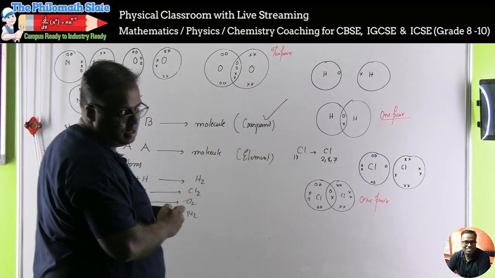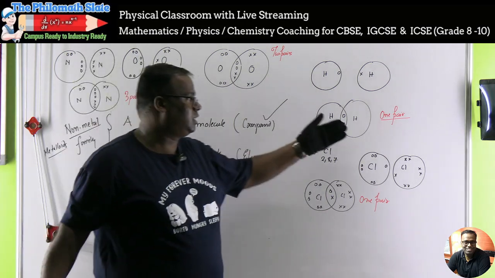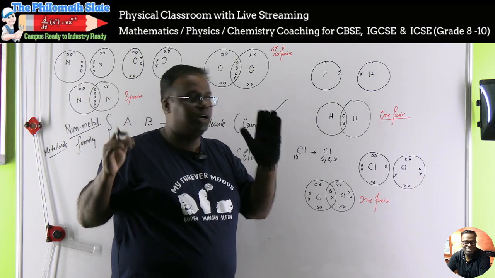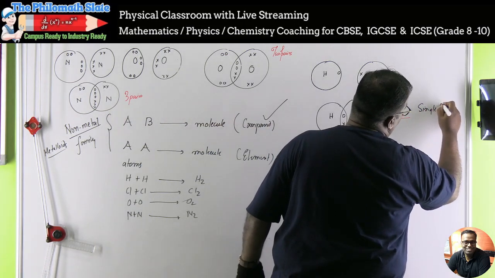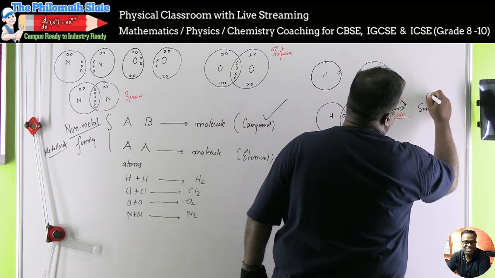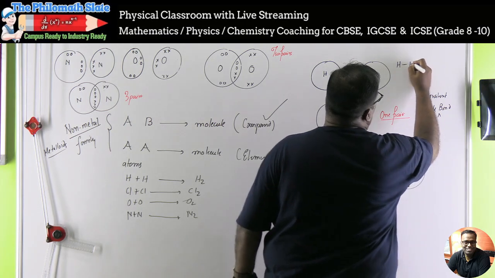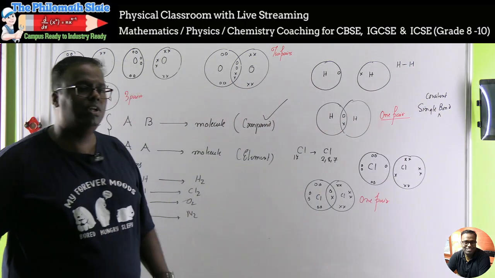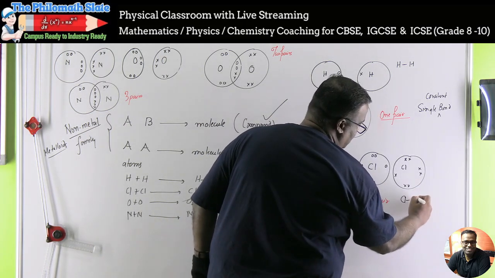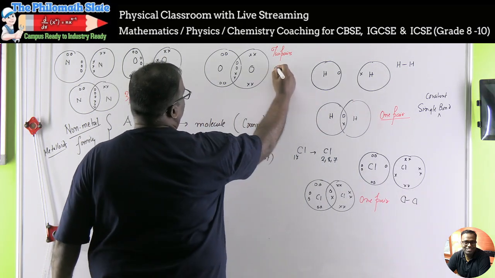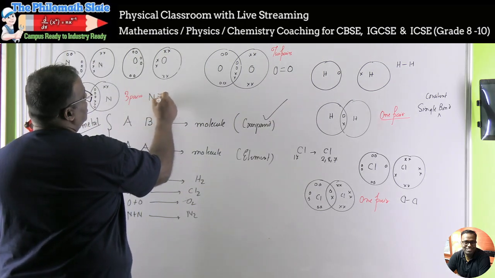Are we fine? Now in bonding language, when one pair of electrons is shared, then such a bond is known as a single bond. Single bond, but a better word, single covalent bond. And I would show this as H-H. Chlorine, chlorine is a single covalent bond, Cl-Cl. Oxygen, oxygen is a double bond, whereas nitrogen, nitrogen is a triple bond.